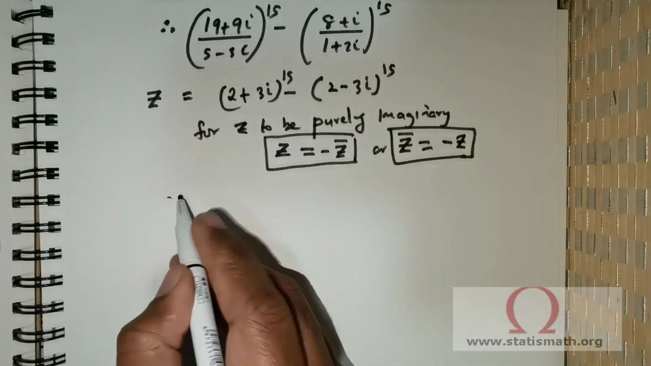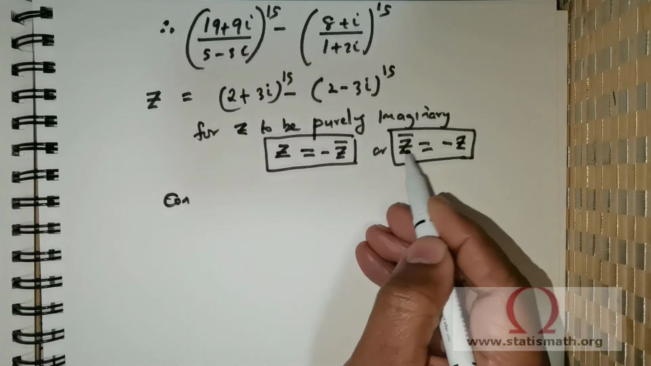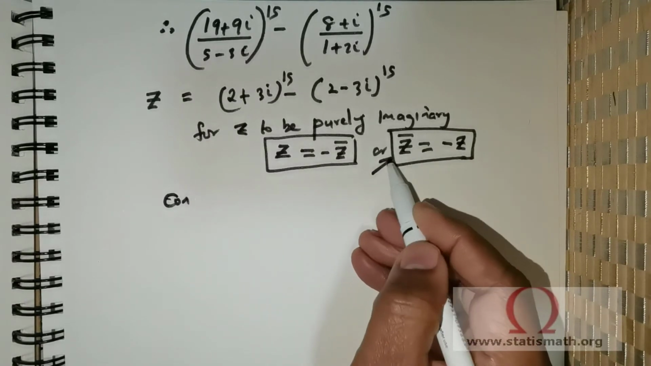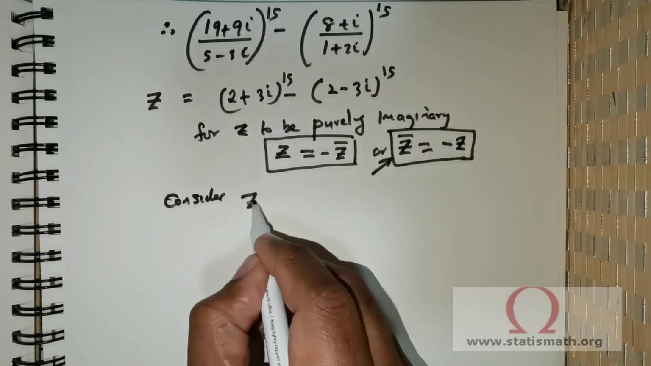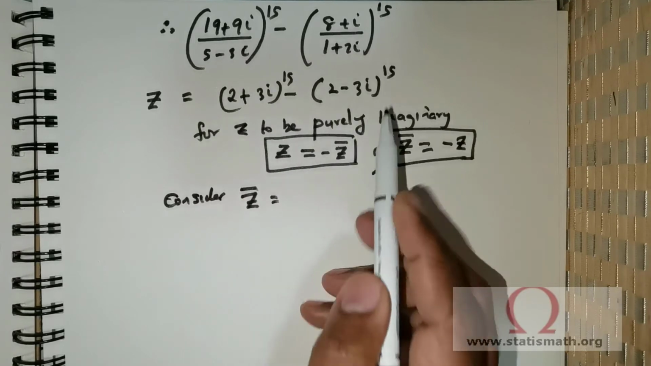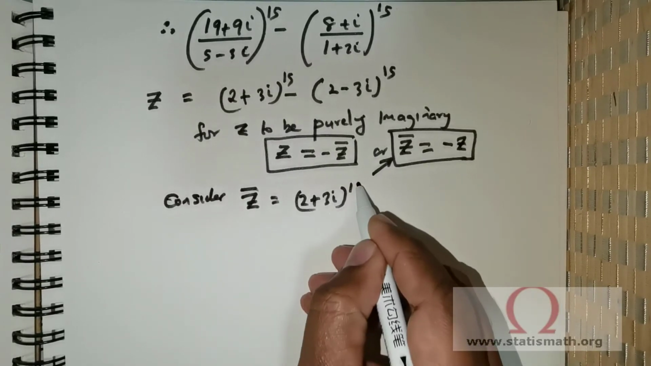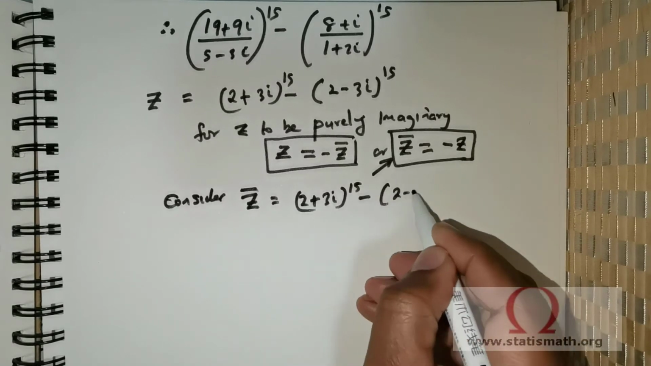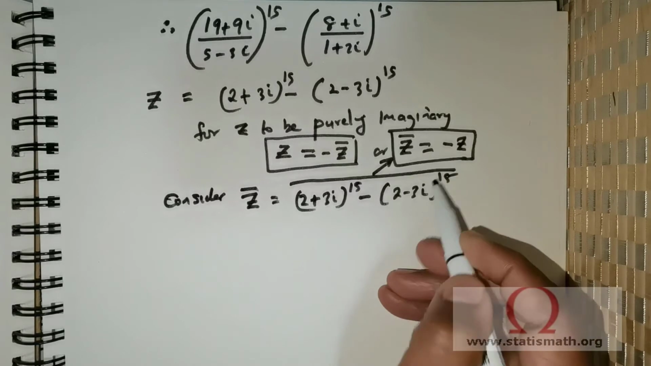So what I'm going to do is start off by showing this. I feel this is more convenient for me. So consider z bar. Now z is this quantity, right? So z bar is going to be (2 + 3i) raised to the power 15 minus (2 - 3i) raised to the power 15. This entire thing has to be barred.